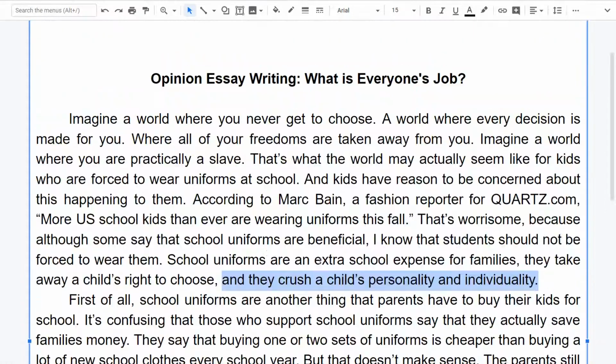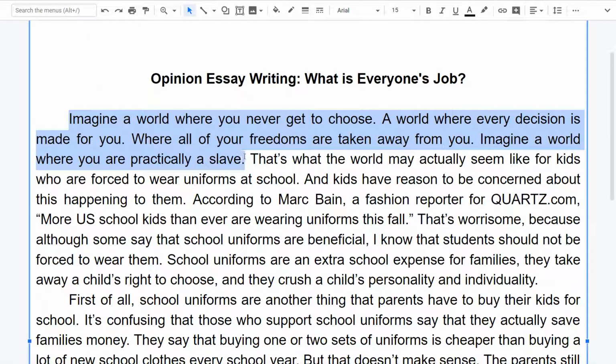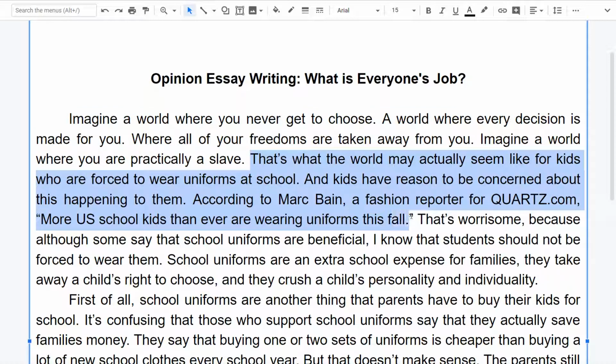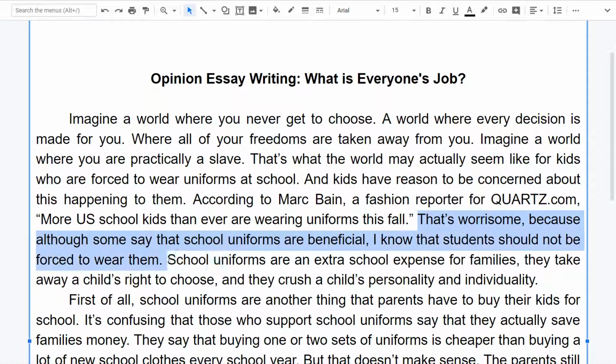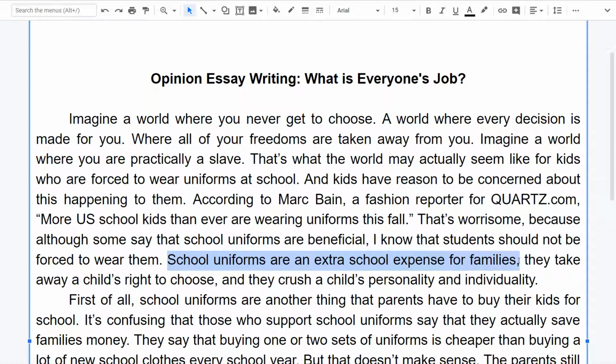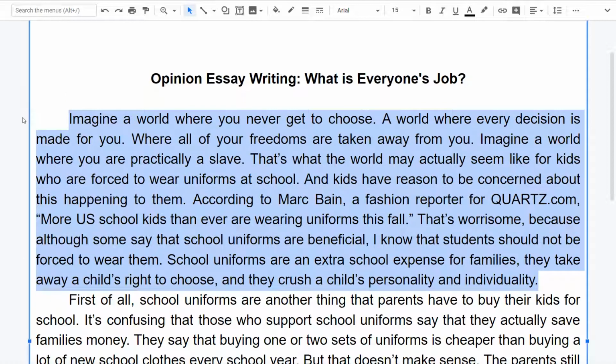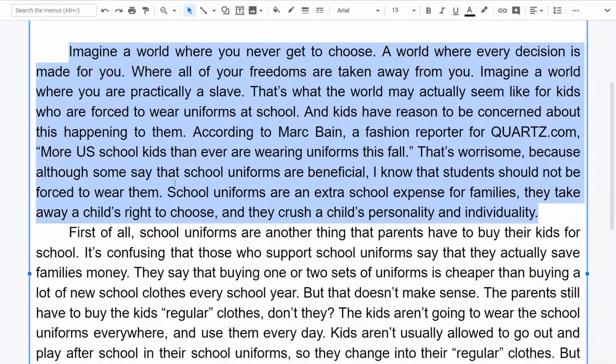So to review today, the job of the hook is to get your readers hooked in, to make them want to read the rest. Your job of the next section is to give them information. They know what's going on. The next thing is to tell people what you think. And then the last part of the thesis statement is to give your readers 3 different reasons why you believe that. And all of this is the introduction paragraph.